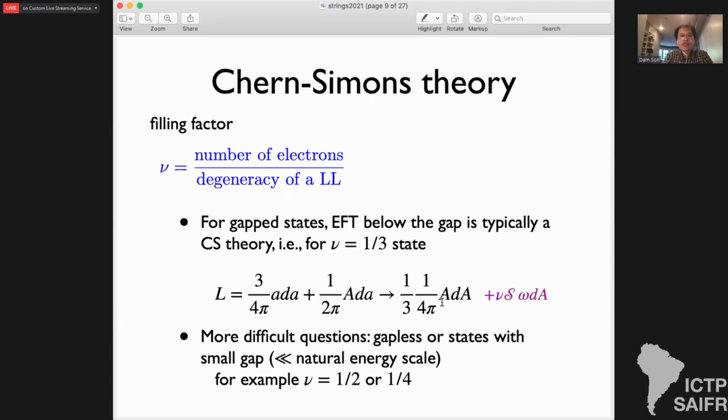A more difficult set of questions is related to gapless states or states with a small gap, a gap which is much less than the natural energy scale of the problem. For example, these states would appear at filling factor nu equal 1/2 or nu equal 1/4, or in general, for states with nu equal 1 divided by 2n. But in practice, these are only nu equal 1/2 and nu equal 1/4 that one can realize in nature.